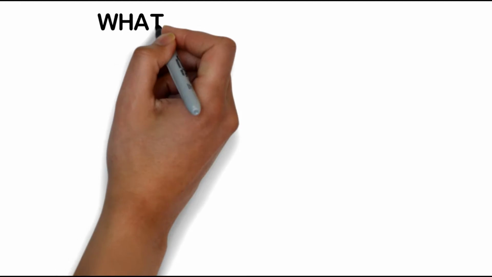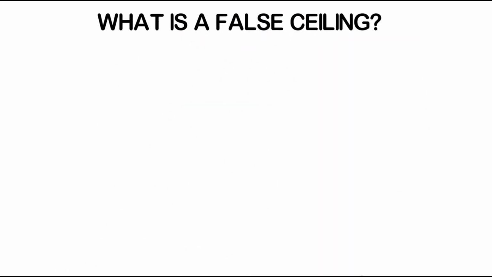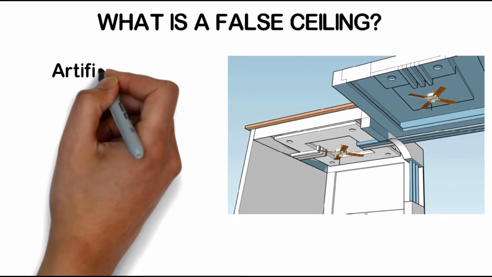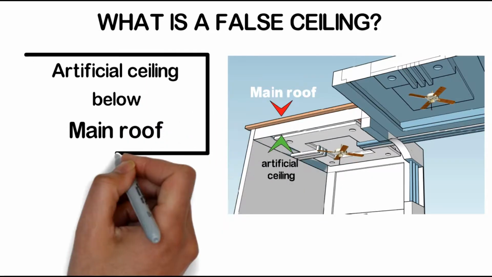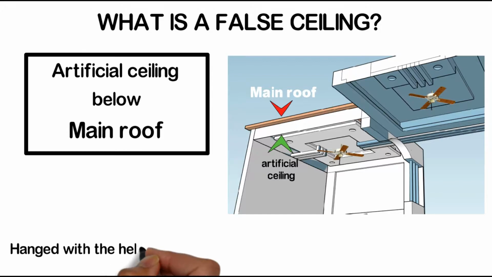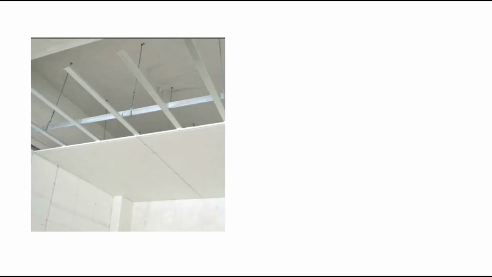What is a false ceiling? Just have a look at this picture. It's an artificial ceiling below the main roof. This is the main roof and this is the false ceiling. And this is an artificial roof below the main roof. And it is hung with the help of supports, and the supports are called hangers. Just go through this picture. These are the hangers.